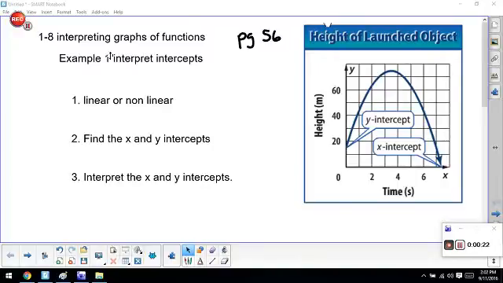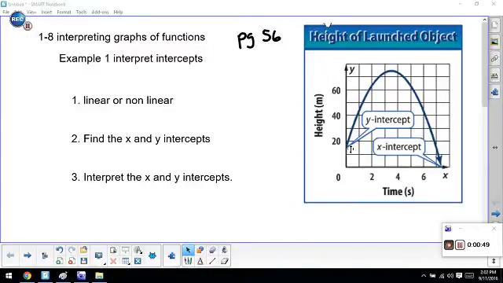All right, so we're going to be working on example 1, interpreting intercepts. If you look in your book, on the right side of that page 56 is this graph. If you see this graph, then that's good. All right. So the graph shows the height in y, and the height is measured in meters. Every 10 meters, if you notice. So 10, 20, 30, 40, etc.